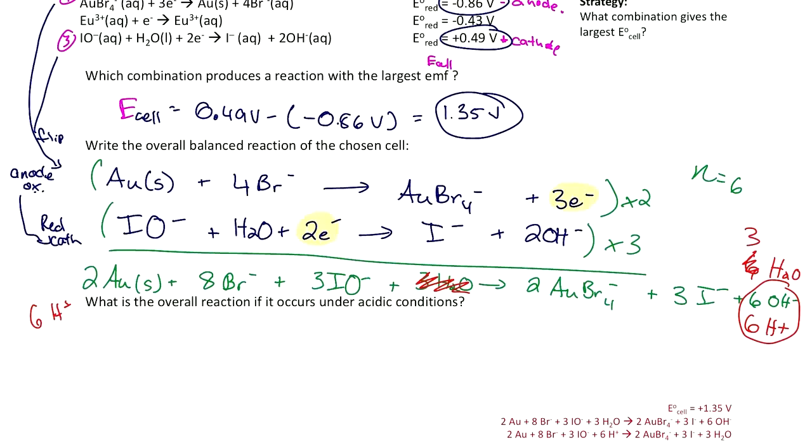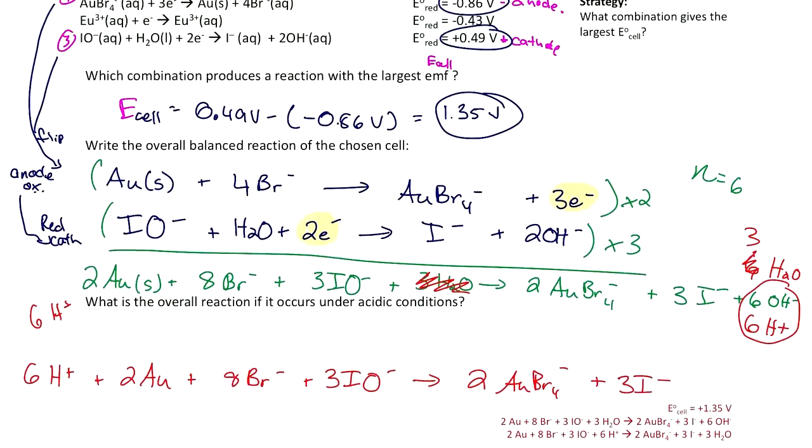So the full balanced overall reaction in acidic conditions is 6 H pluses, 2 golds, 8 bromides, 3 IO minuses, giving 2 of the gold bromide complexes, 3 I minuses and 3 waters. So that's the reaction in acidic conditions. This would have a different cell potential, but that's not part of the question. I just wanted you to convert between basic and acidic conditions one last time.